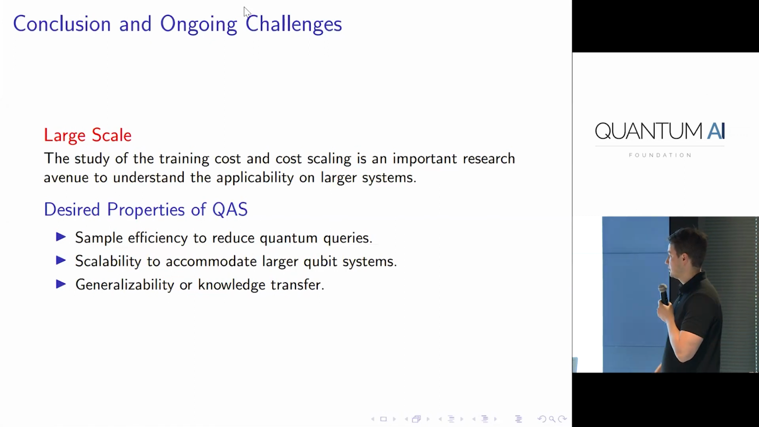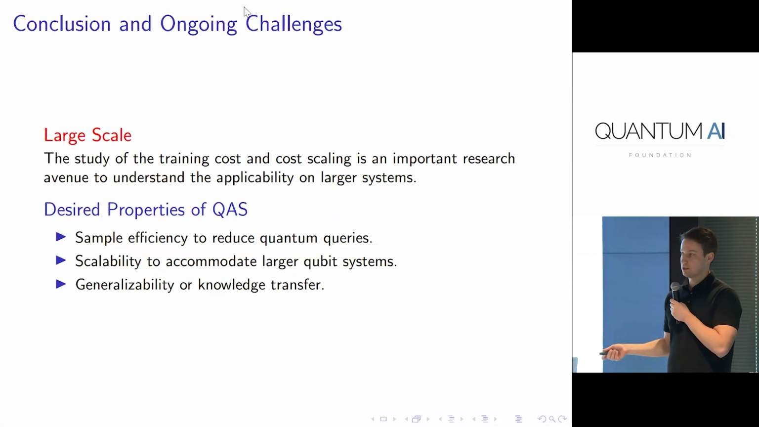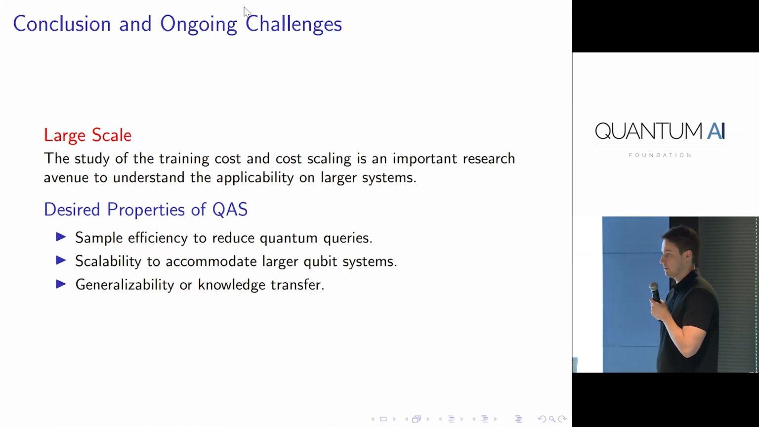Also, scalability to larger qubit systems, right? I don't know. I hope that, for example, the learning-based methods will be able, because of generalization and some kind of transfer learning, to take smaller instances of a problem and transfer the knowledge to larger systems. But those are only heuristics.